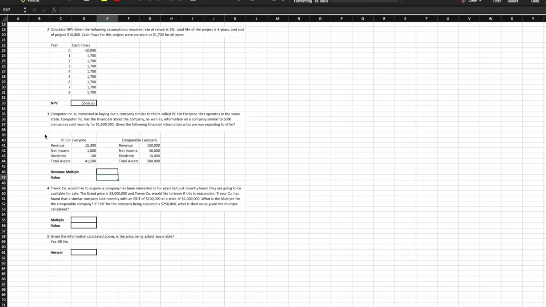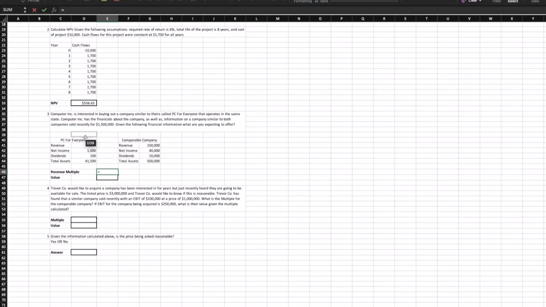Number 3. Computer Inc. is interested in buying out a company similar to theirs called PCs for Everyone that operates in the same state. Computer Inc. has the financials about the company as well as information on a company similar to both companies that sold recently for $1.5 million. So given the following information, what would you expect to offer? We need to come up with a multiple.